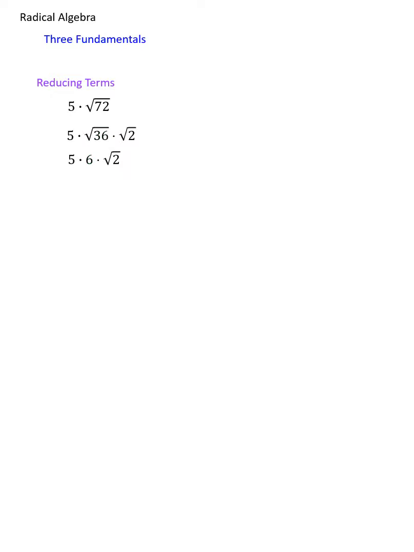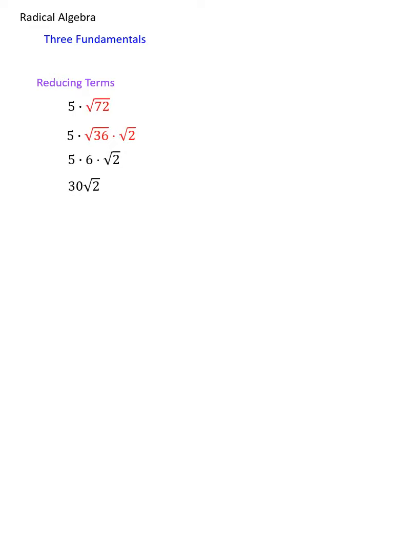And once we simplify the radical in that way, we can multiply the whole numbers together. 5 times 6 is 30, and we now have a simplified radical expression. What makes it simpler? Well, the number under the radical, or the radicand, is smaller, and we value that in algebra for whatever traditional reasons. And that's what we mean by reducing a radical term.